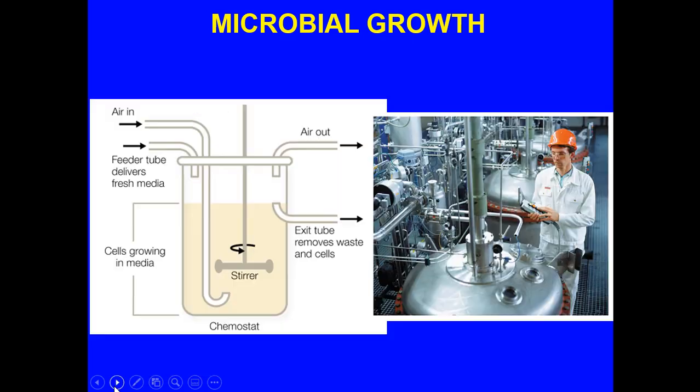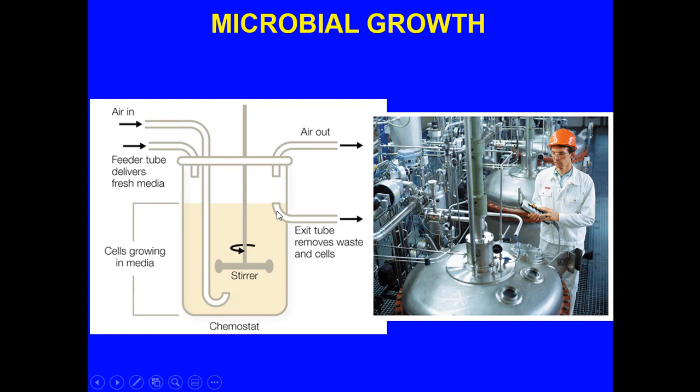Okay. Here is an example of a good chemostat. Now, one of the key points here is this. You're always going to have air coming in. You're going to have air coming out. You're going to have a feeder tube that delivers fresh nutrients. And of course, you're mixing everything. You're also going to have a constant amount of heat. You're going to have a pH monitor tube in here.